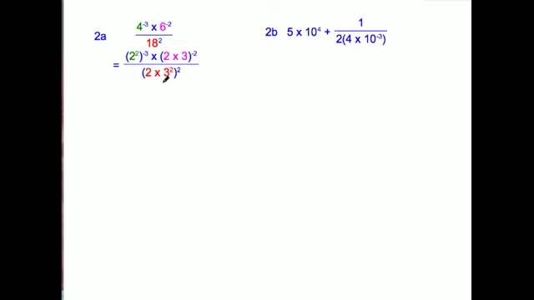In question 2, we have expressions that have different bases. In order to solve this, we need to create a common base of 2 and 3 by writing 4 as 2 to the power of 2 and 6 as 2 times 3, 18 as 2 times 9 or 2 times 3 squared. Next, we expand out the power.